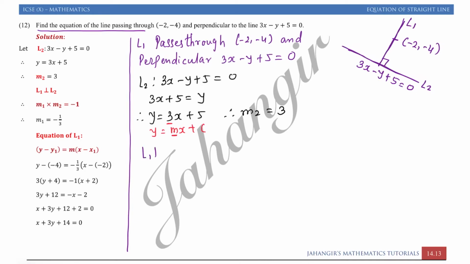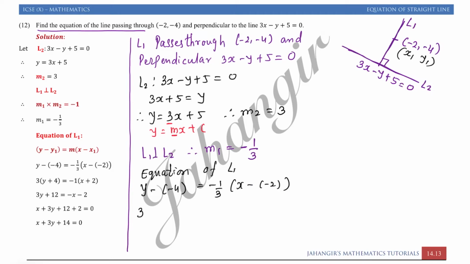Now L1 is perpendicular to L2, so therefore M1 will be negative, because here we have plus, reciprocal, so 3's reciprocal is 1 by 3. Then only if you multiply M1 and M2 you will get product as minus 1. Now equation of L1, it is passing through minus 2 comma minus 4, so minus 2 is x1, minus 4 is y1. So we can say y minus y1 is equal to minus 1 by 3 into x minus of minus 2.